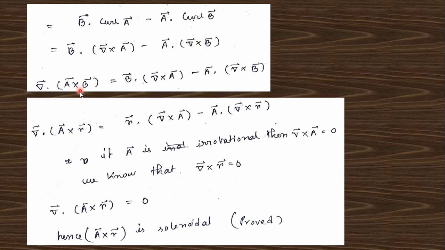Now, if you put the b vector as r, you will get this one, and you know curl of r equals 0, and since a is irrotational, that is curl of a is also 0, since both are 0, this gives 0. Okay, since divergence of this equals 0, you can clearly say this is solenoidal. Go to the next one.